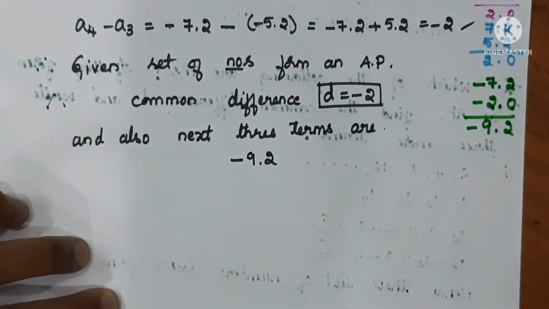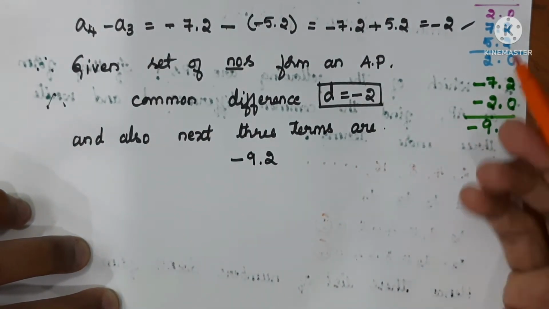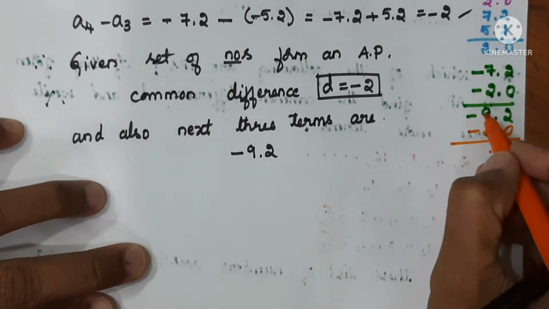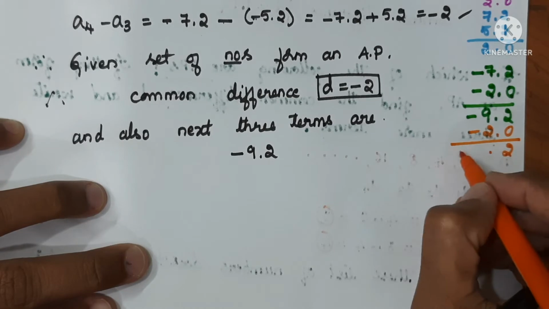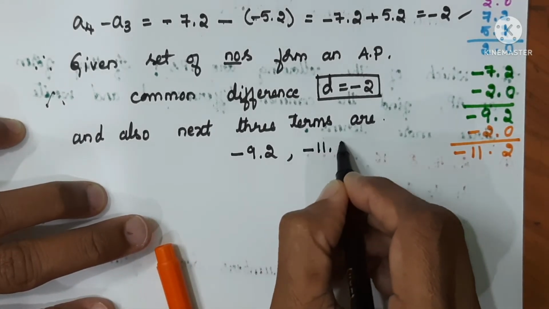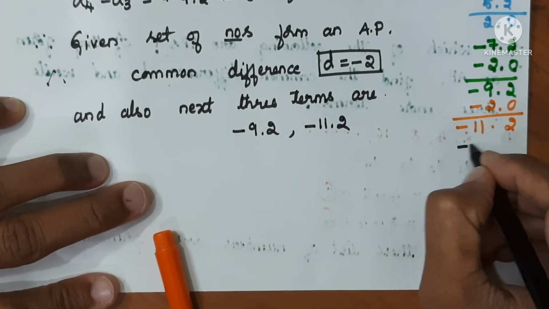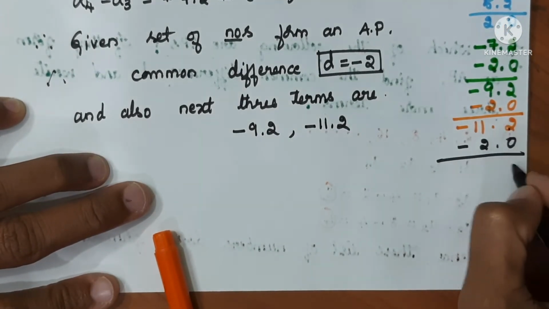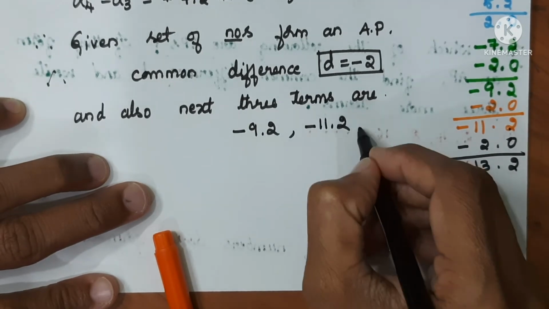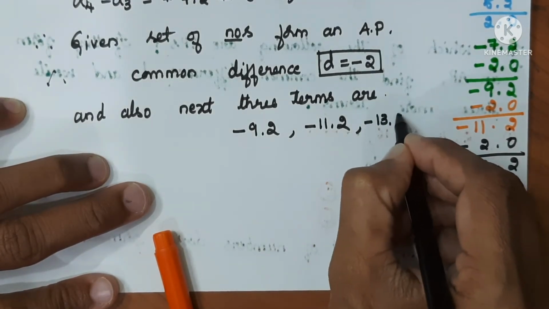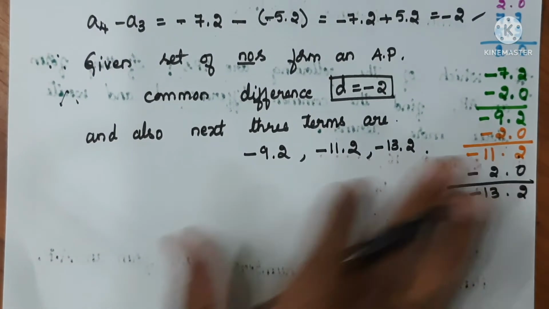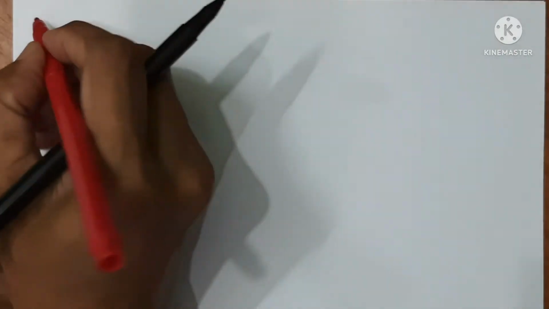Again we have to add minus 2 to minus 9.2. Here again 9 plus 2 is 11, minus 11. The next term is minus 11.2. Again we have to add minus 2.0, we get 11 plus 2 is 13, minus 13.2. Like this we can find the next 3 terms. Let us see the next question.